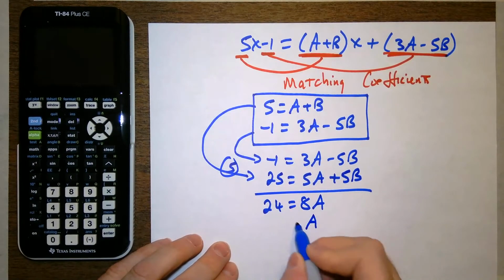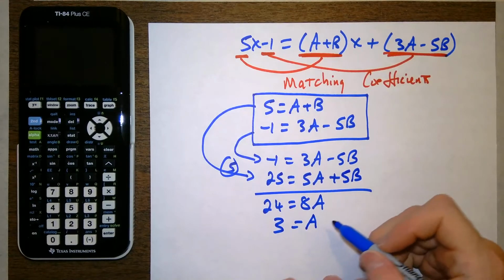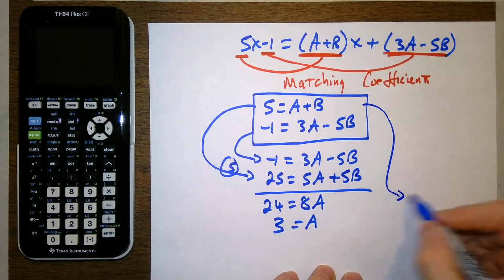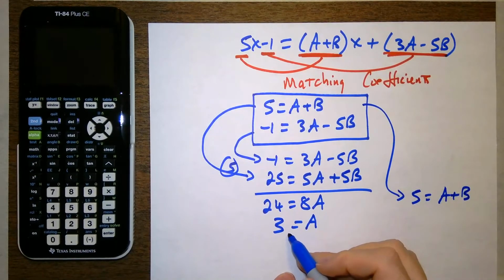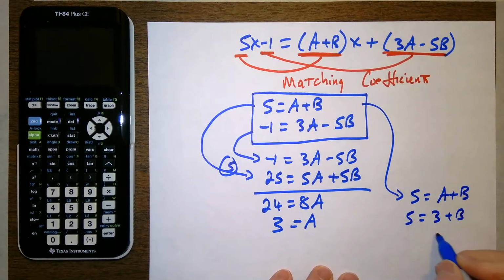Divide both sides by 8. And a is equal to 3. That's the numerator of one of my original partial fractions. Now I need to find the b value. Well, it seems like this would be my best: 5 equals a plus b. But I know what a is. It's 3. 5 equals 3 plus b. My b is equal to 2.